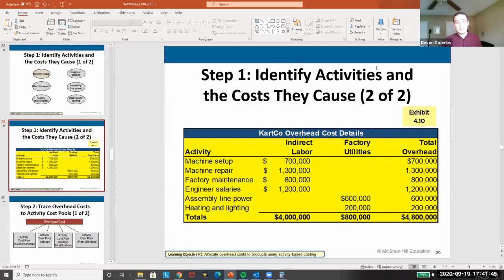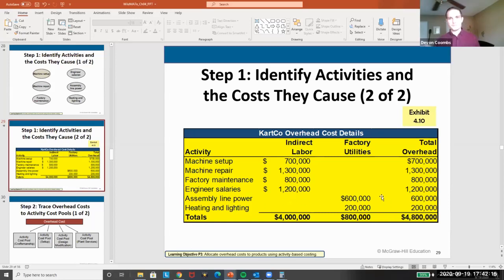We'll identify activities and the costs they cause. So we'll say machine setup, 700,000. Again, this will all be given to you for your homework, but in real life, I'd go and I'd say, okay, how many salaries are used for machine setup? And I'd look at all the supervisors. I'd look at a report with all the supervisor payroll responsible for that. Say, oh, this is 700,000. Machine repair, how many people did we have repairing machines? How much indirect labor did we use? Factory maintenance, engineer salaries, assembly line power, heating and lighting.